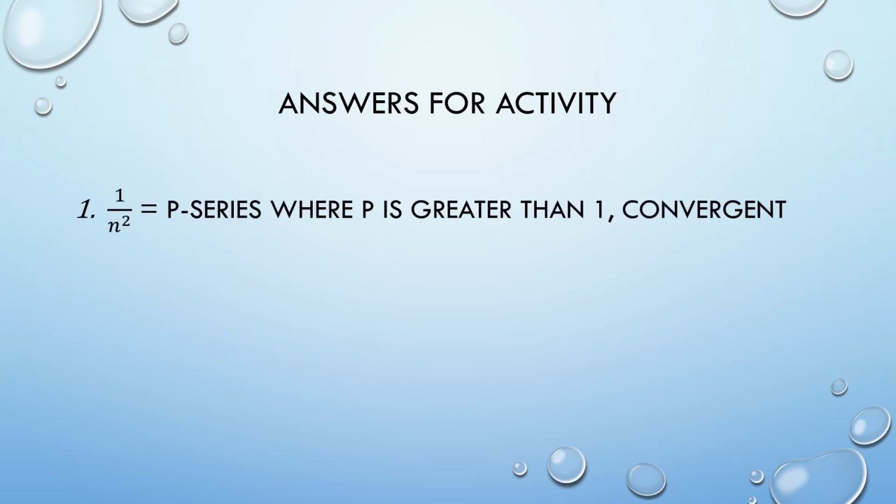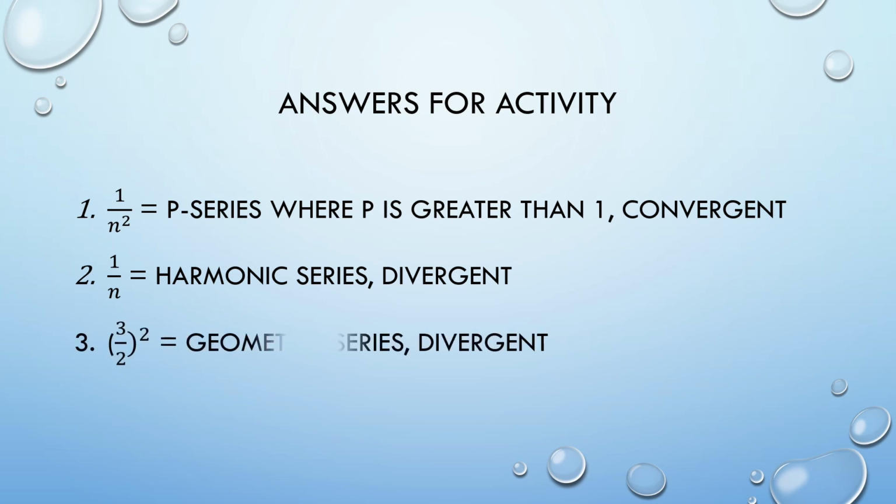Number 1, this is an example of P series, where P or our n here is greater than 1, so it is convergent. Number 2, this one is an example of harmonic series, and it is divergent. And number 3 is a geometric series, and it is divergent.